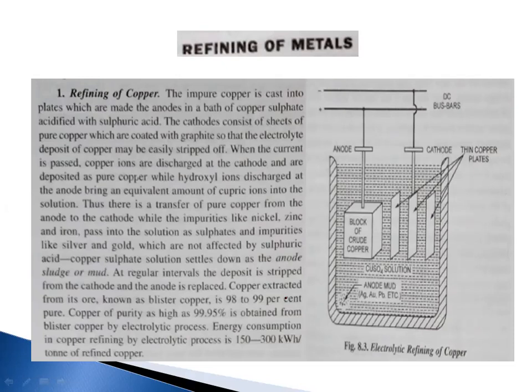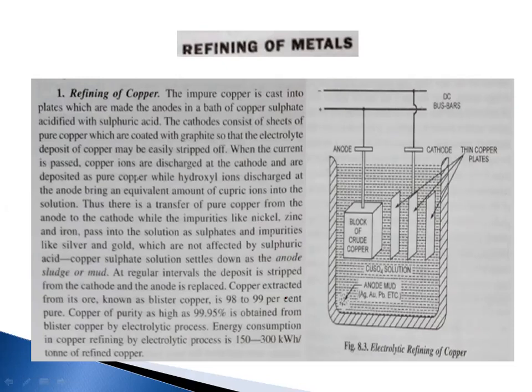Copper extracted from its ore is known as blister copper, and is 98 to 99% pure. Copper of purity as high as 99.95% is obtained from the blister copper by electrolytic process. Energy consumption in copper refining by electrolytic process is about 150 to 300 kilowatt hour per ton of refined copper.